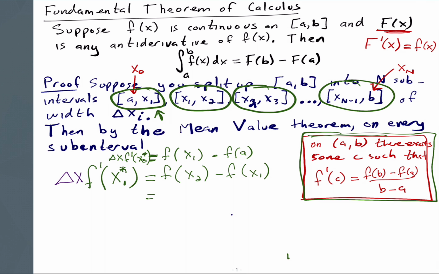Well, no, I don't think we need to write another one. Let's do dot, dot, dot. What's going to be the very last one? So on the right side, what will I have? F of b, right? Minus f of x sub n minus 1. Okay, and then on the left side, I'll have delta x f prime of x sub n minus 1 star, like that. So far, so good?